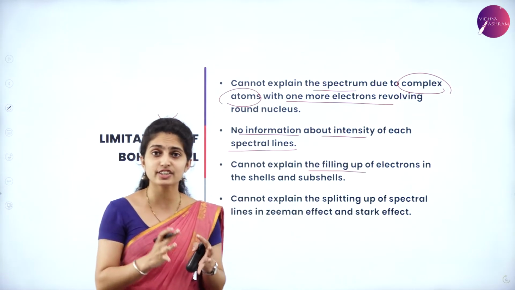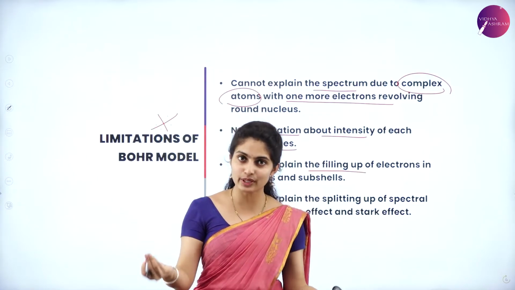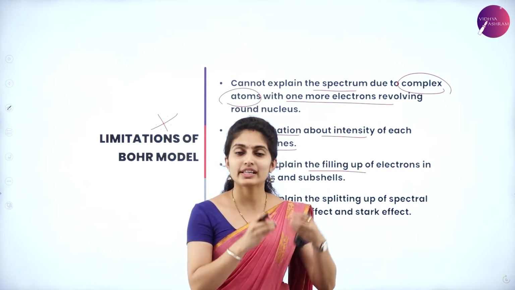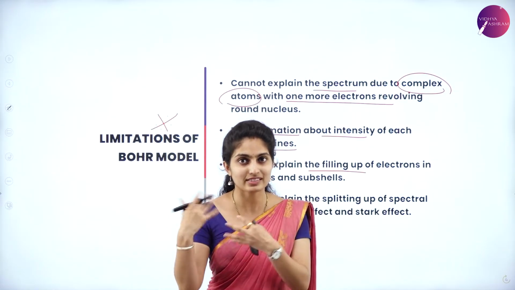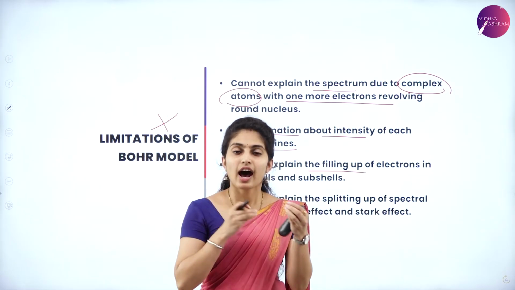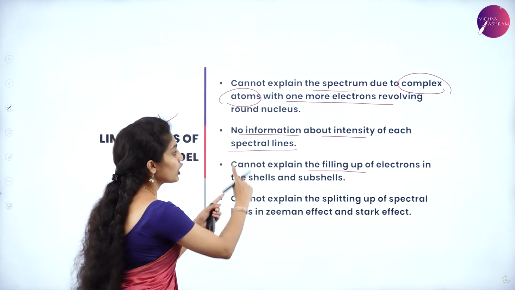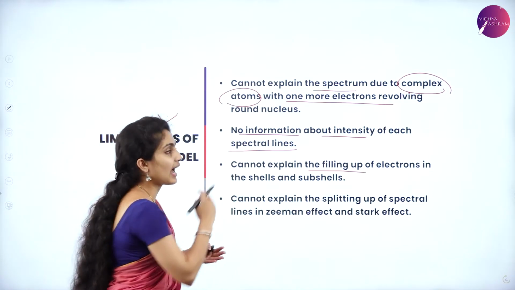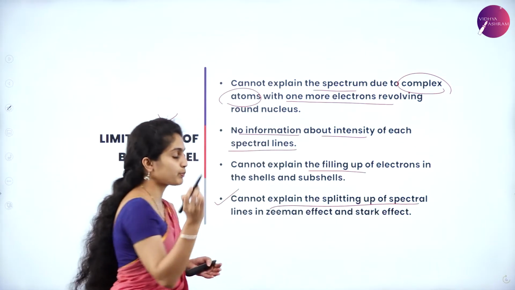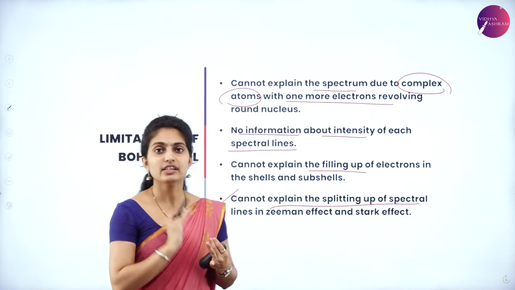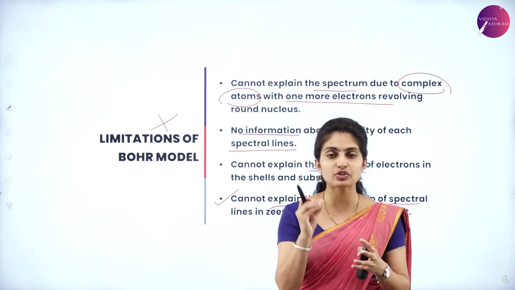It is not that all the electrons are only in one subshell. Each and every electron has a different place. Like in deserts, only desert-adapted animals live, and in cold places, the animals adapted to cold places live. Like that, each electron gets adapted only to certain subshells. So it did not explain the filling up of electrons in the shells and subshells. Finally, it cannot explain the splitting of spectral lines in the Zeeman effect and Stark effect. These were the set of points to observe, that is, the limitations of Bohr's model.